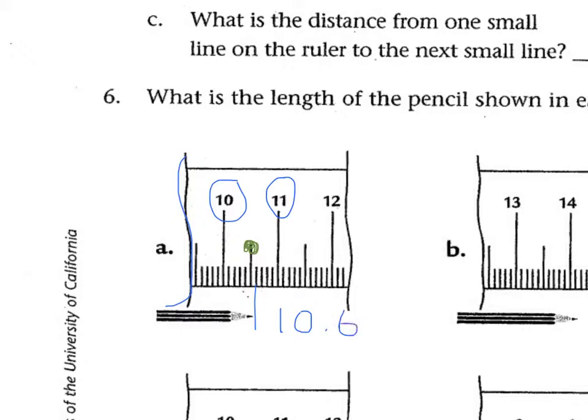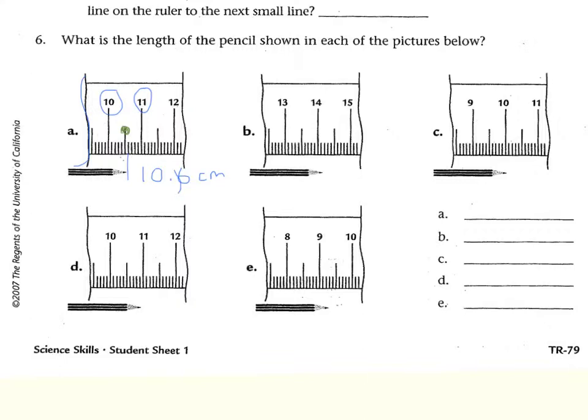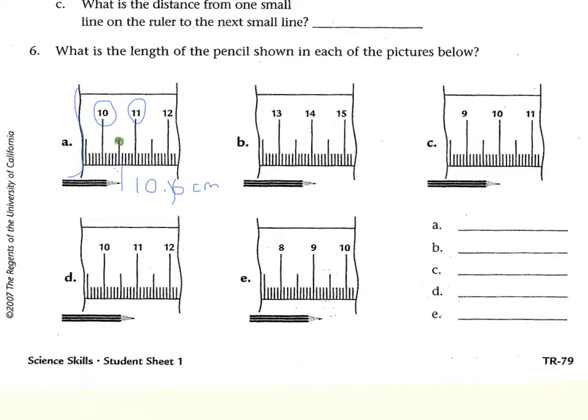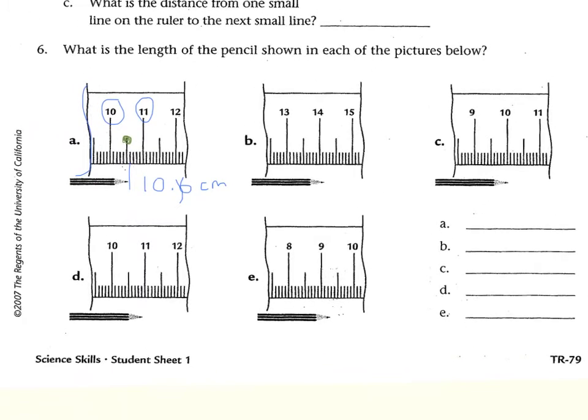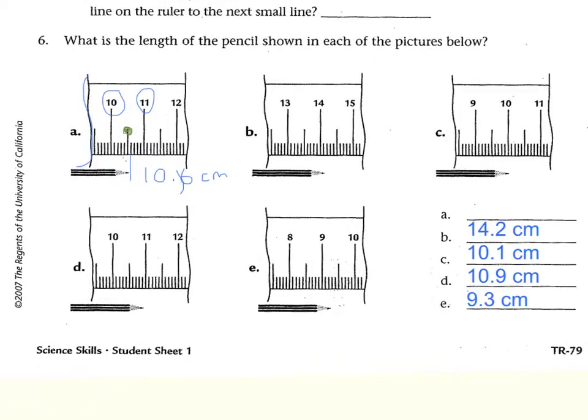If you have anything less than 10.5 centimeters, or anything more than 10.6, you should take a second look at your measurement. It's hard to get exact measurements from these pictures. If you're within 0.1 or 0.2 centimeters of these answers, should be fine. So for B, I said the answer was 14.2 centimeters. You can see on B that the tip of the pencil is a little bit more than 14 centimeters, but definitely less than 14.5.